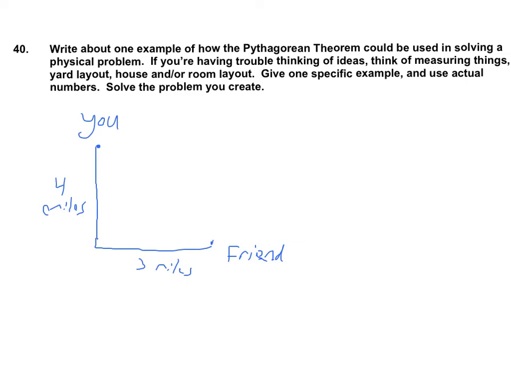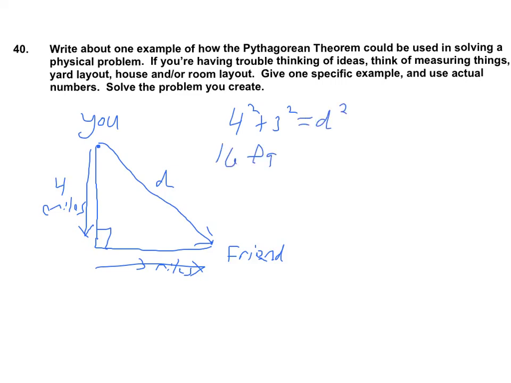So one way that you could pick up your friend is you could take these roads. Maybe these roads have higher speed limits, or they're faster in some way. And so you could go down 4 miles and over 3 miles. And your total would be 7 miles. Or, using the Pythagorean theorem, this forms a right triangle. If there was a diagonal street that went there, you could figure out what that distance is. You could say 4 squared plus 3 squared equals d squared. And so when you solve this, you would figure out that that distance is 5 miles.